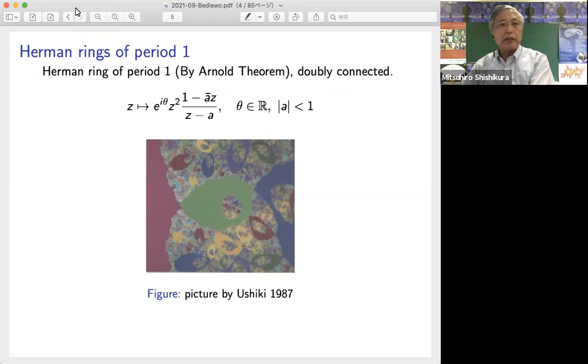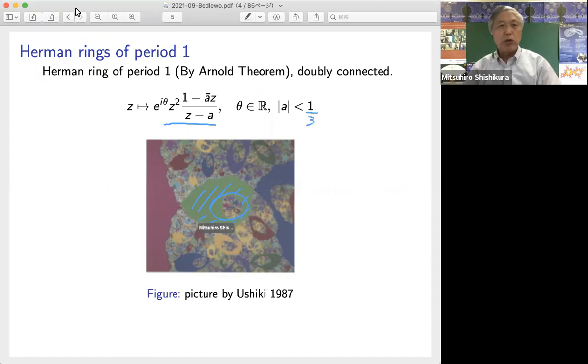The famous Arnold Theorem guarantees that if you take a cubic rational map of this form, where this should be less than 1/3, then for certain theta, if you adjust the rotation number to Diophantine numbers, this map is degree 1 on the unit circle, and it is real analytically linearizable. So that creates the Herman ring of period 1.